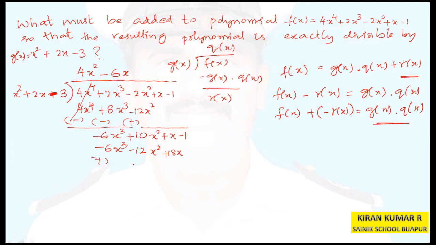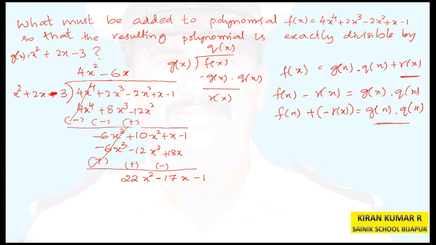Change the sign again. These first terms get cancelled. Plus 10 added to plus 12. Resulting number is plus 22. So plus 22x square. This is positive 1. Coefficient of x is 1 here, positive 1, minus 18, the resulting number is negative, minus 17x minus 1.